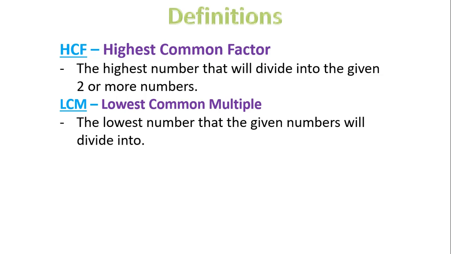Now there's often a bit of confusion here because your HCF is often lower than your LCM. Sometimes it's the same, otherwise it's lower, and so people get confused. Remember, although it says highest and lowest, normally your highest common factor is smaller than your lowest common multiple. Let's do some examples to see how these things work.